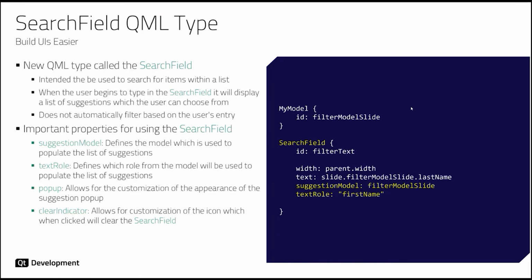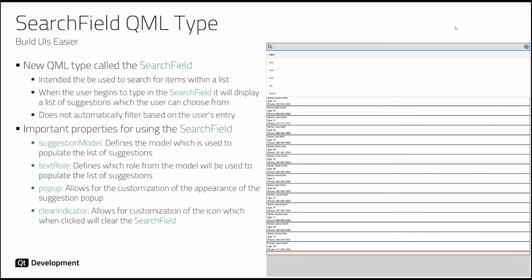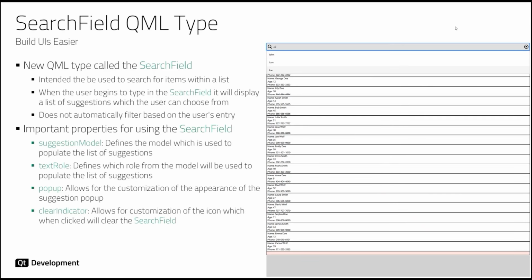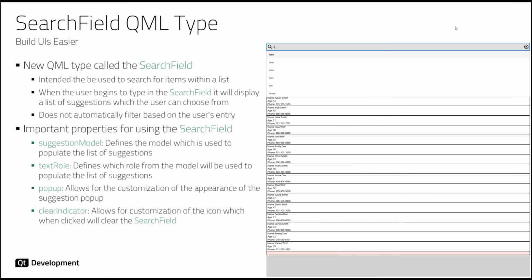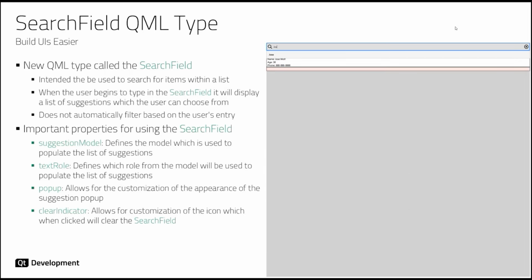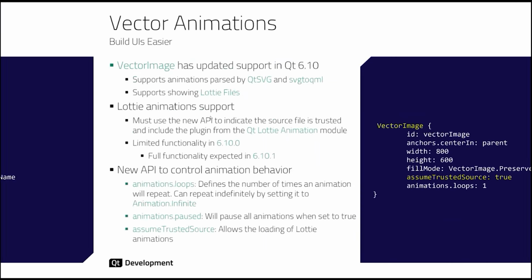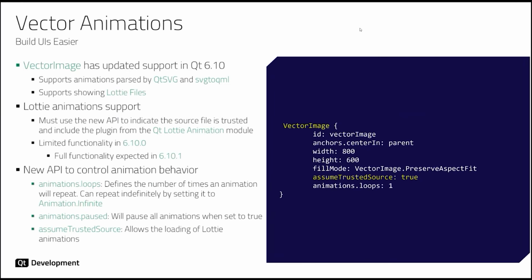So if we flip this code to the other side, we can see our search field QML type there. We've got it on the top of this contact list where we can begin to type in within this search field, and we'll see the suggestion model, which is used to populate the list of the suggestions here. Again, the search field by itself doesn't handle the actual filtering, but it gives us the ability to select an entry, and then paired with the sort filter proxy model, we can see the behavior here. Great. Well, that will cover search field QML type.